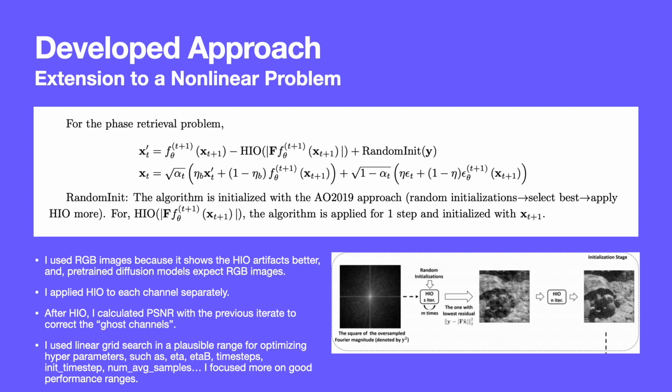In my project, I used RGB images instead of grayscale ones, since pre-trained DDPM models expect RGB images, and I think RGB images show the imaging artifacts better. And I applied the HIO algorithm to each channel separately. And also note that HIO can generate an image with wrong orientation, since such an image also has the same Fourier magnitude measurements. And I calculated PSNR values with respect to the previous iterates to solve this ghost image problem. And I used a simple linear grid search to optimize the hyperparameters of DPRM, but a more optimal procedure would be some gradient-free optimization procedure like genetic algorithms.